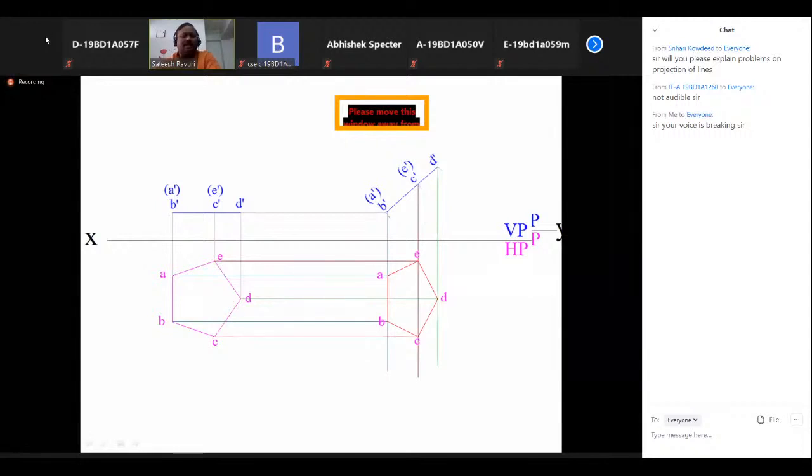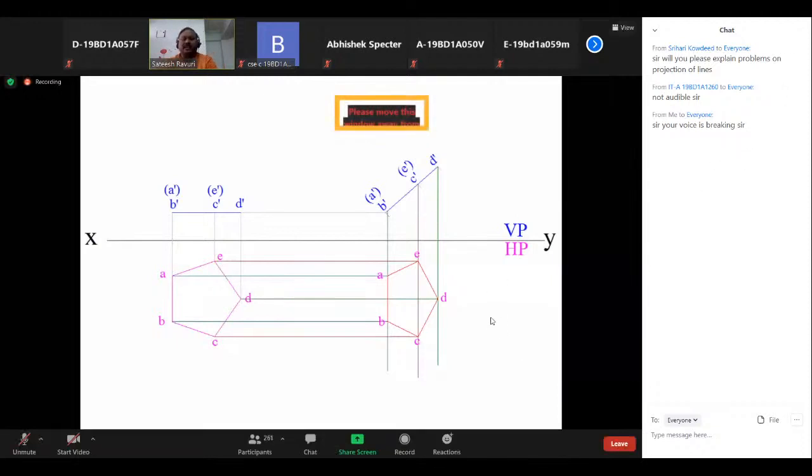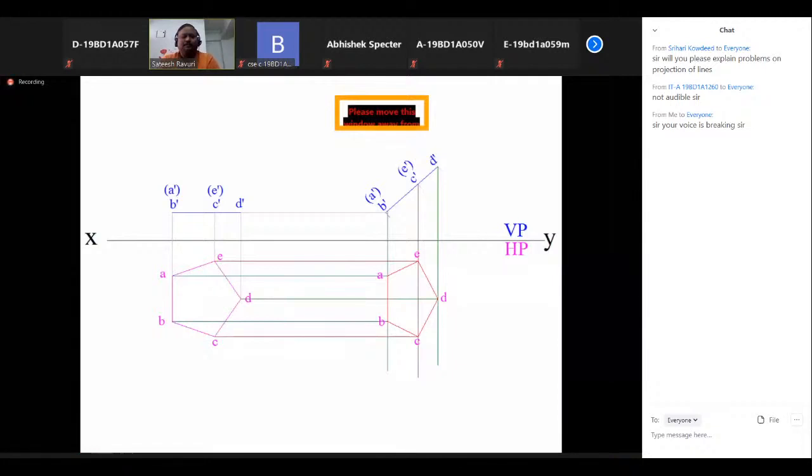That is the reason I told you, parallel position will always give us the true shape. Perpendicular position will give us maximum reduction, that means one dimension will be completely neglected. In an inclined position, there will be partial reduction, and that partial reduction will depend upon the amount of angle. So this is the third position in the first case: a plane perpendicular to one and inclined to the other.